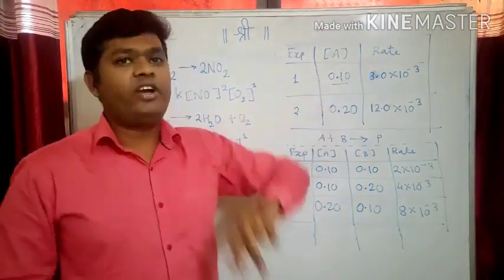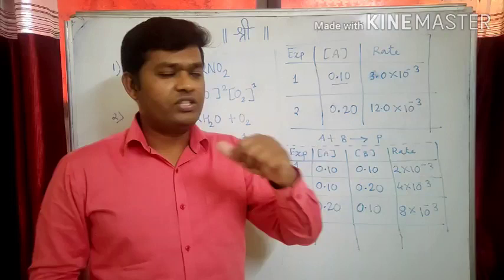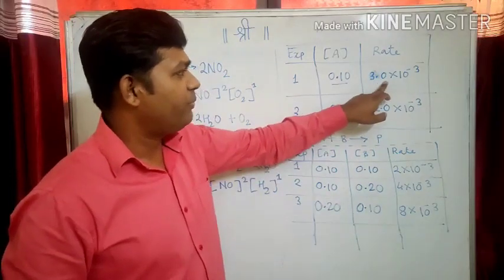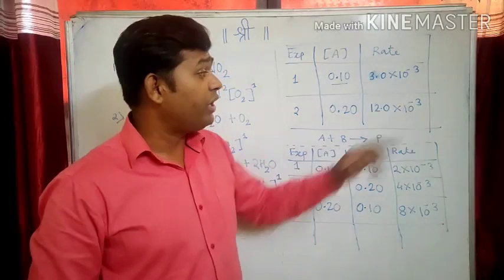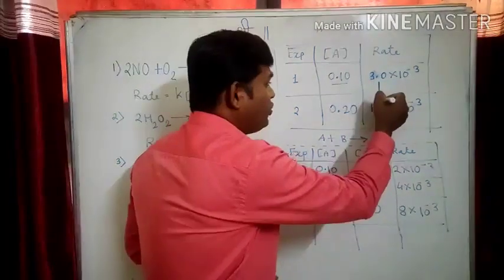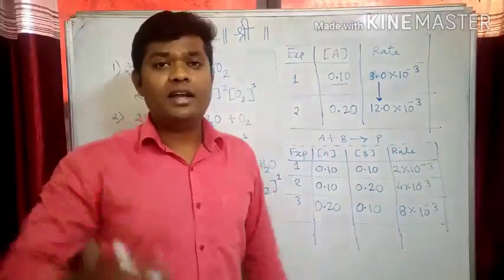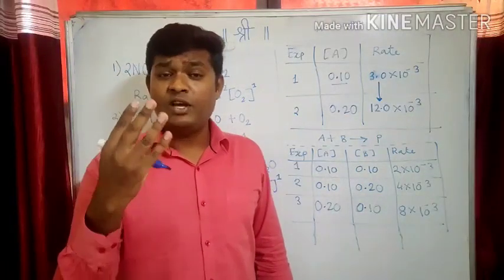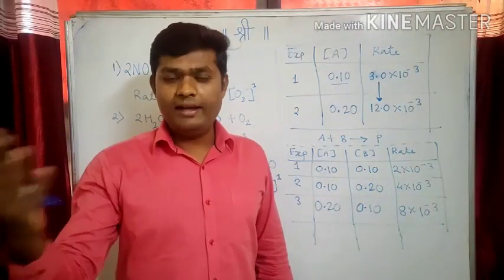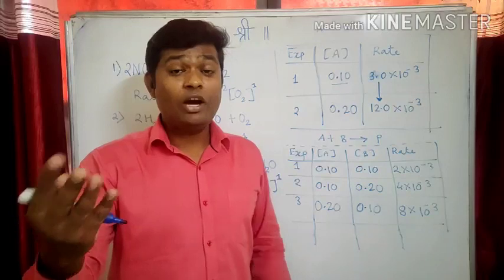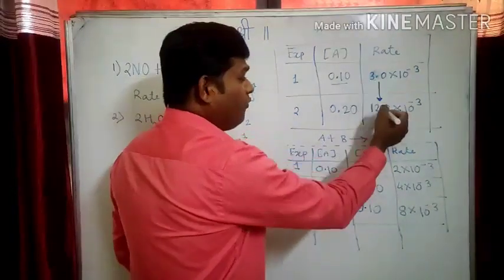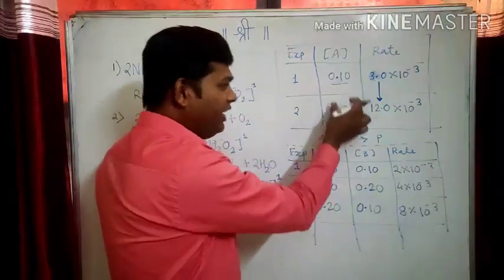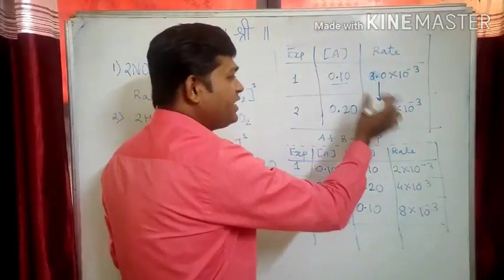Let us see what is the effect on the rate of reaction by doubling the concentration. Initially the rate was 3.0 into 10 raised to minus 3. What is the rate now? 12.0 into 10 raised to minus 3. So going from 3 to 12, rate increases how many times? 4 times. 3 into 4, 12. So by doubling the concentration, rate increases 4 times.